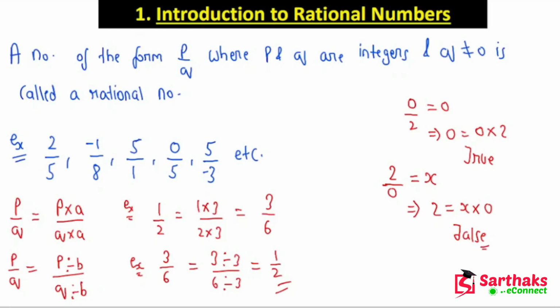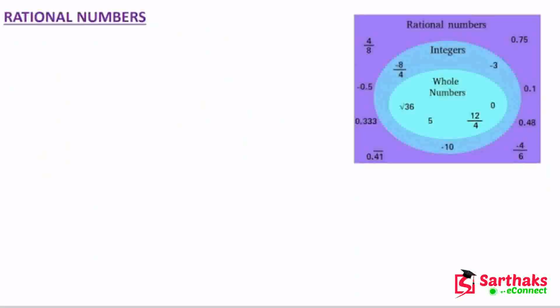Now let us move to the classification of rational numbers. Now what is the difference between definition and classification? Classification tells you the position where a rational number lies in the chart of number systems. Now what is the number system? All the numbers which we see are part of the number system and they are placed somewhere in that flow chart.